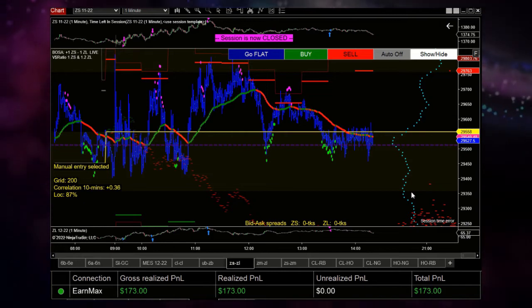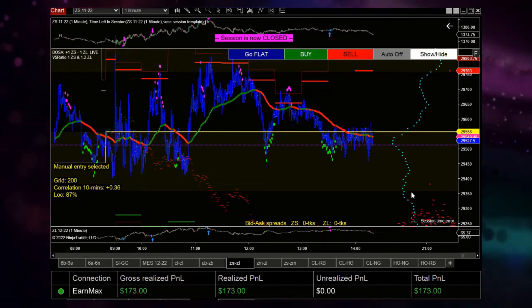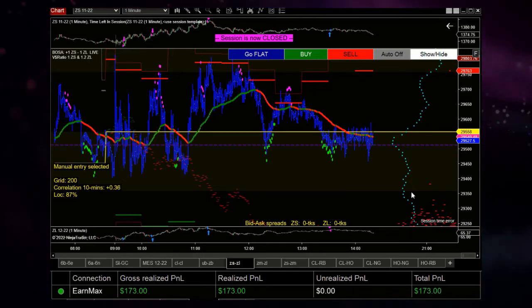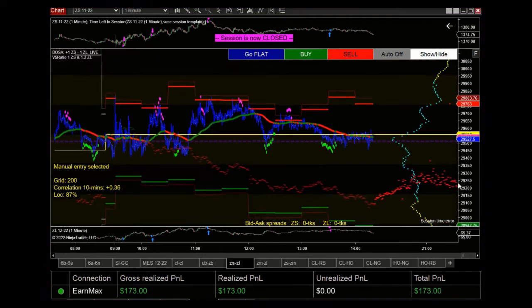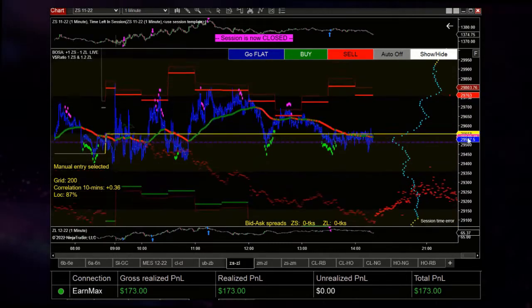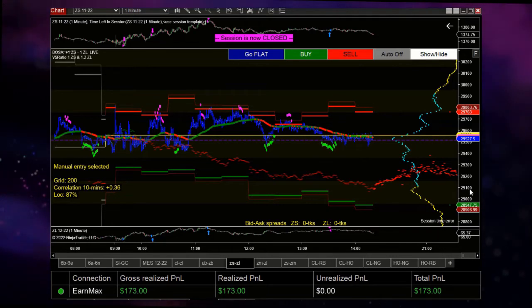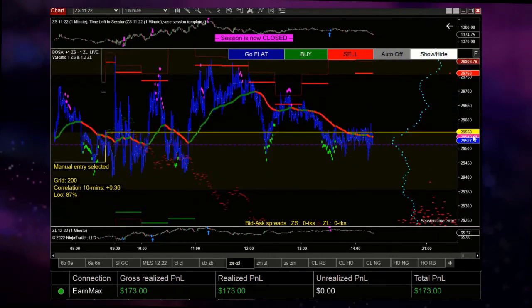I also later in the video today want to show you the new feature we just added, which is the time price opportunity histogram. So right here, we'll go over that in a minute. That's that blue and yellow line that looks like a volume profile. We'll go over that more in a minute.